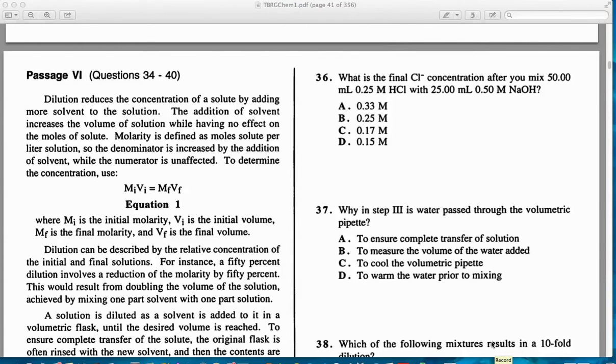All right, so we're looking at some basic stoichiometry conversions, and we are in Berkeley Review Chemistry 1 in the stoichiometry section, which is section 1, and we're looking specifically at question 36. So we want to determine the final chloride ion concentration when we mix 50 mLs of 0.25 molar HCl with 25 mLs of 0.5 molar NaOH.